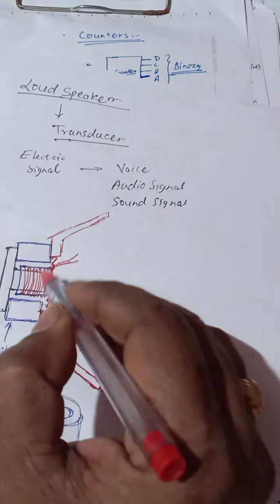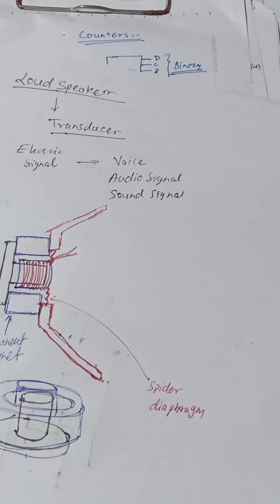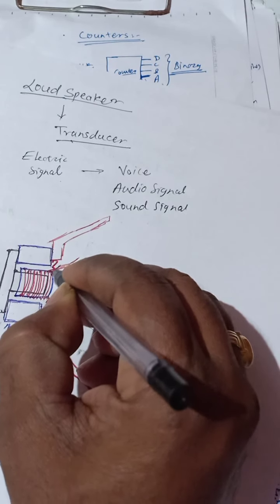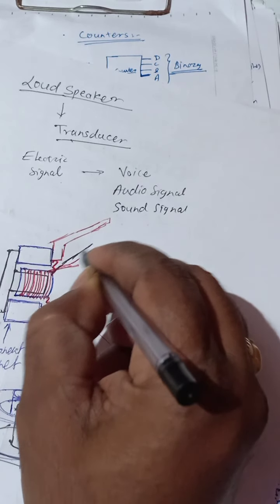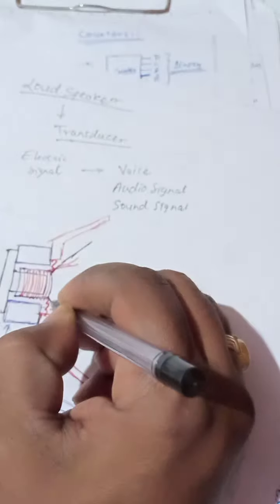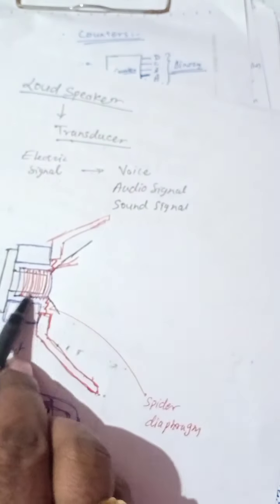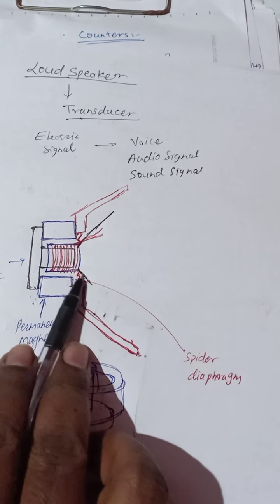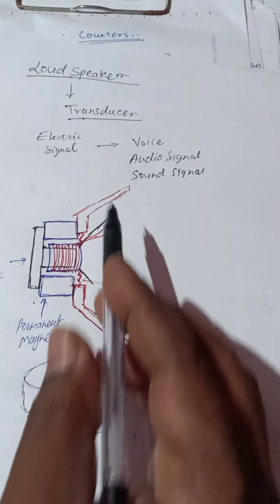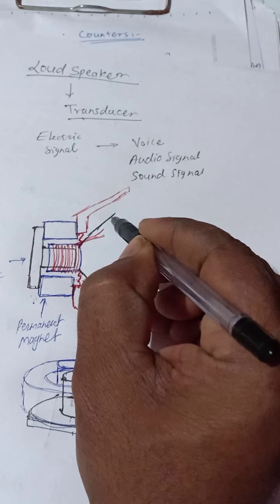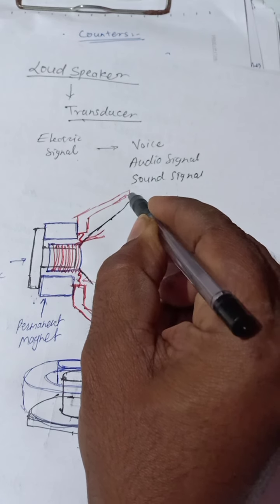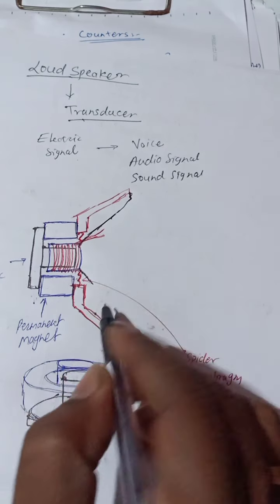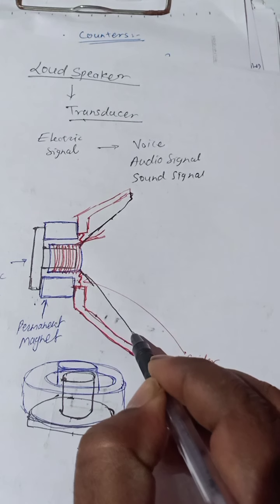Then there is a black cone which is attached to this spider and this coil also, and it is fitted here. There are also some corrugations. So this is a cone.